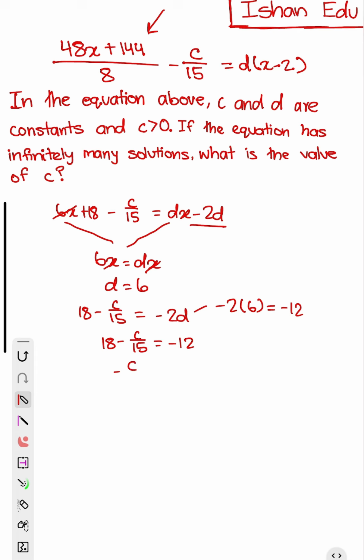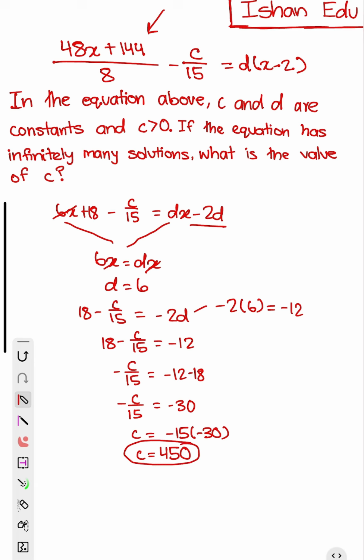So we have negative c by 15 equals negative 12 minus 18. That leaves us with negative c by 15 equals negative 30, and we can isolate c by multiplying by negative 15 on both sides. That leaves us with c equals negative 15 times negative 30, which finally leads to the value of 450. So that is our final value for the constant c, which the question asks for.